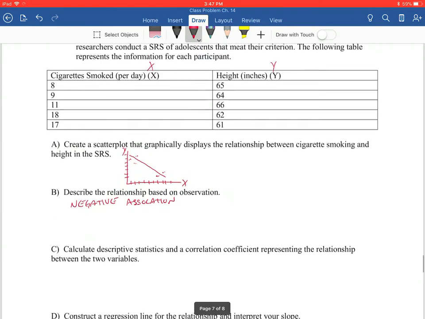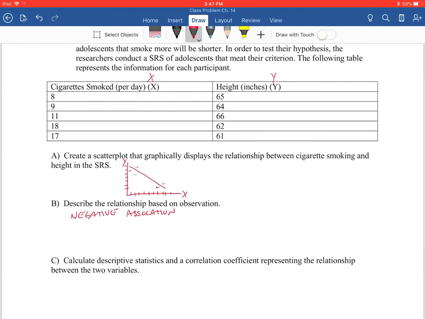Part C then has us calculate descriptive statistics and the correlation coefficient representing the relationship between the two variables. So once again, we have our X and Y. When we need to calculate descriptive statistics, we need to find our X bar and our standard deviation of X, along with our Y bar and our standard deviation of Y. Once we have those, we can then get our ZX and ZY values, and then we can plug in and get our R.